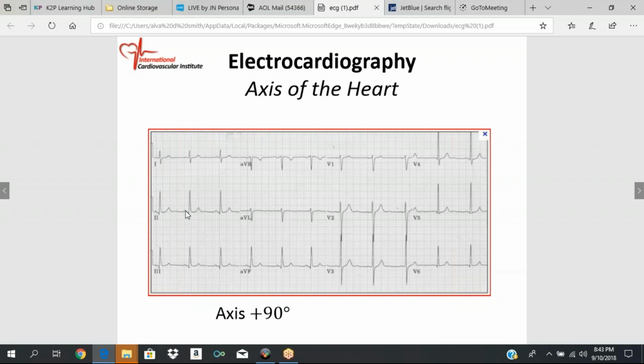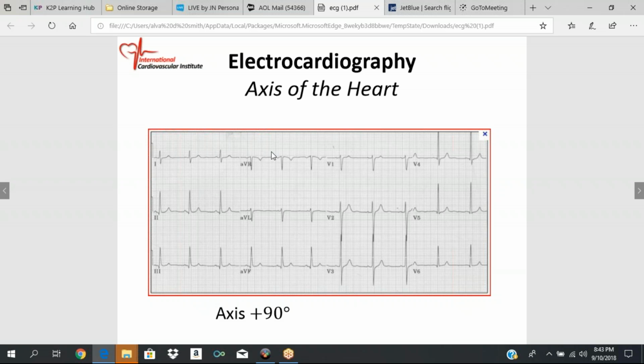Upright P waves in leads 2, lead 3, and AVF. Each P wave is followed by a QRS. So this is sinus rhythm. Let's do the rate. You have 1, 2, 3, 4. There's 4 big blocks separating each RR interval. The heart rate is 300 divided by 4, which is about 75.